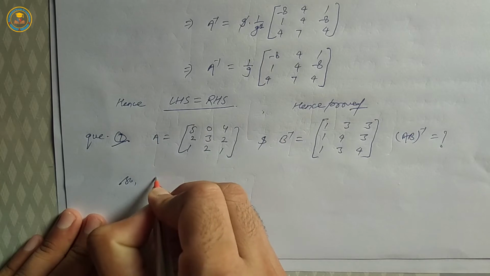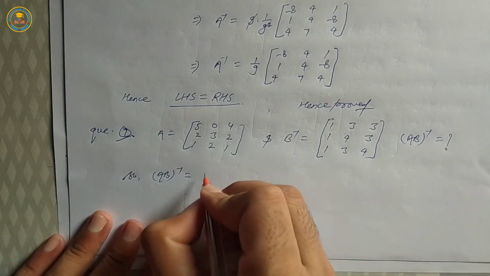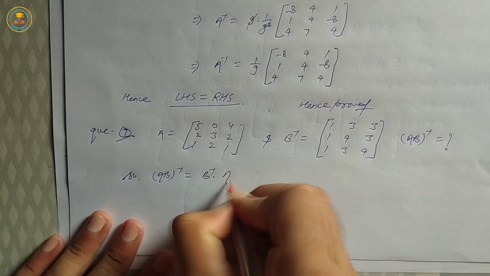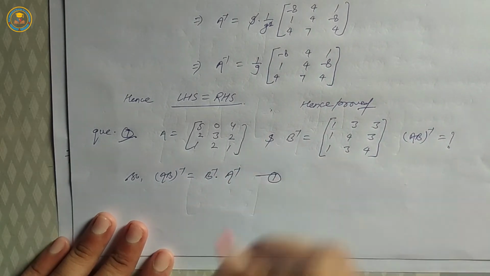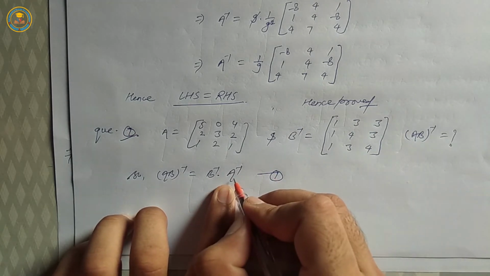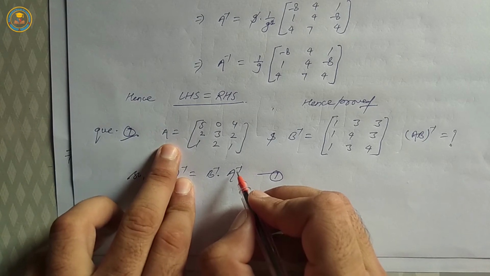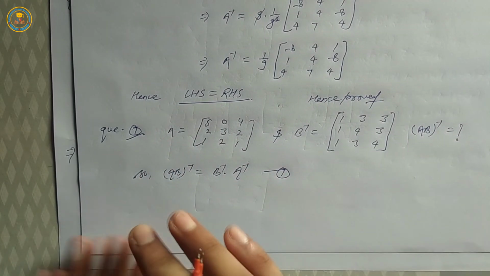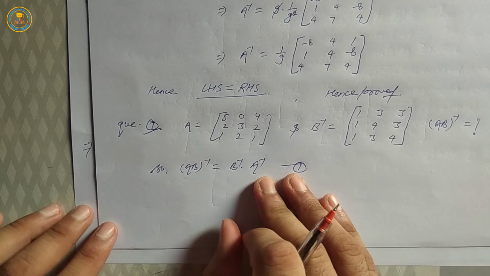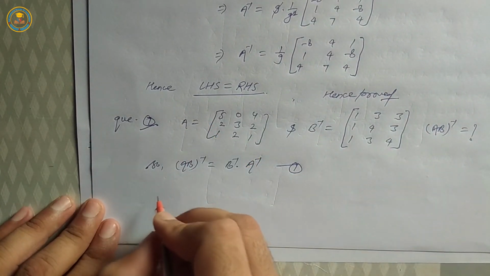So AB inverse is equal to, formula of AB inverse is equal to B inverse into A inverse. Equation first, right side B inverse into A inverse. Inverse matrix of A. Before that, find the value of A inverse.